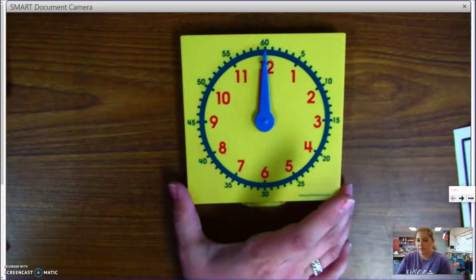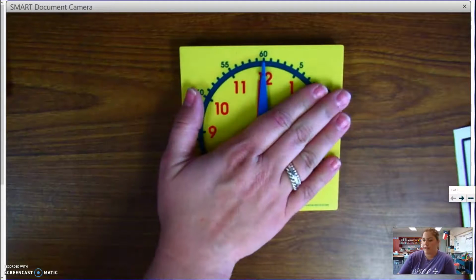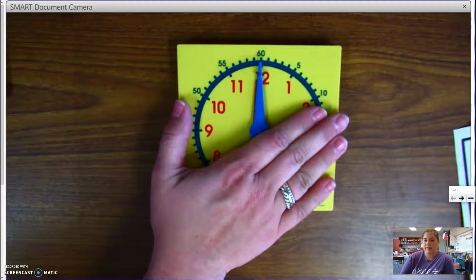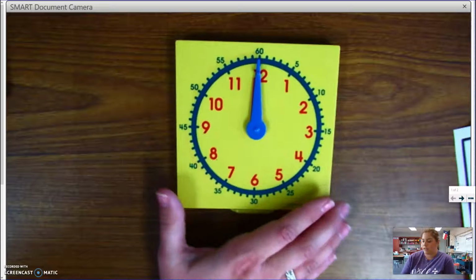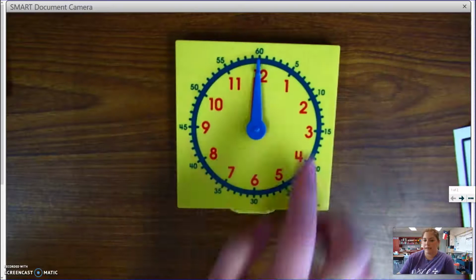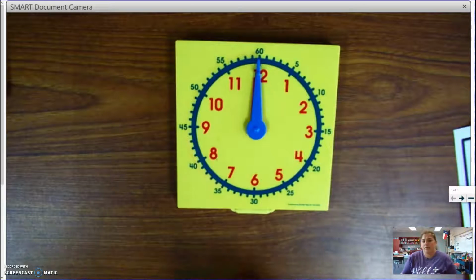Hey boys and girls, today we are going to start learning about time, and you all have this clock in your KVA manipulative bag. This is an analog clock. That's where you see the round clock face. That means analog. And that's just a fancy word for this type of clock.